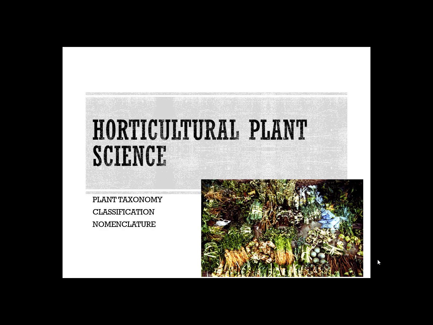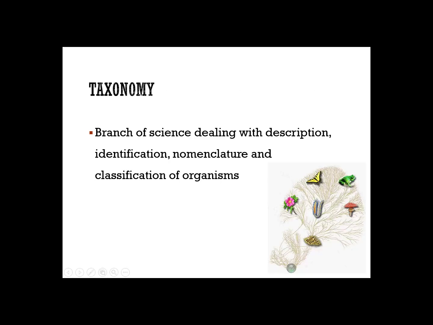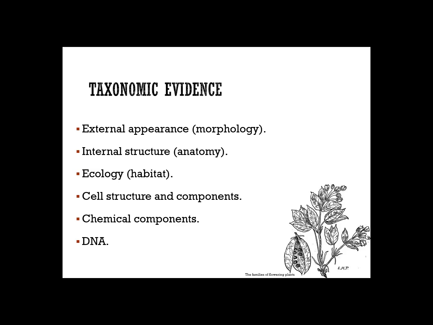We're going to talk about plant taxonomy, classification, and nomenclature. Taxonomy is the branch of science that deals with the description, identification, nomenclature, and classification of organisms. Within this, we're looking at morphology, which is the external appearance of a plant, internal structure or anatomy, habitat, cell structure, chemical components, and of course DNA.